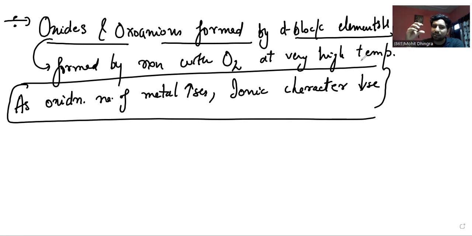They had given certain compounds and asked what is the order of the ionic character. The element was the same, but its different compounds were given. So you had to see in which compound the oxidation number was high, and there the ionic character was low. So this point is very important: if the oxidation number increases, the ionic character decreases, and if the oxidation number is less, it has a high ionic character.